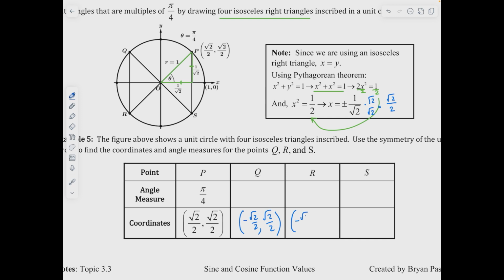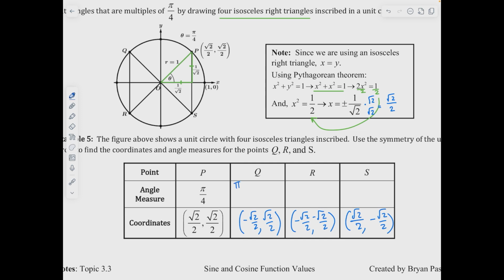In quadrant number 3, x and y are negative. In quadrant number 4, the x is positive and the y is negative. Okay? And because these are my pi over 4s, they're all my multiples.